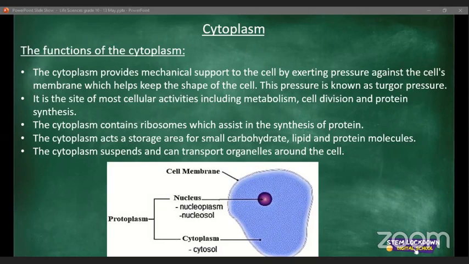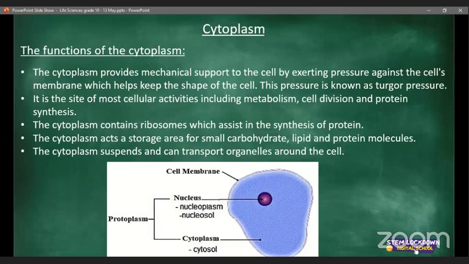The cytoplasm provides mechanical support to the cell by exerting pressure against the cell's membrane, which helps keep the shape of the cell. This pressure is known as the turgor pressure. The turgor pressure is the pressure against the cell membrane which helps keep the shape of the cell.